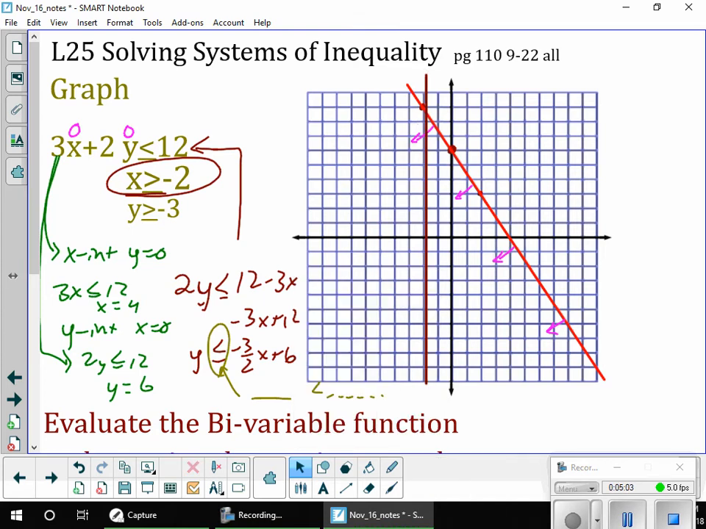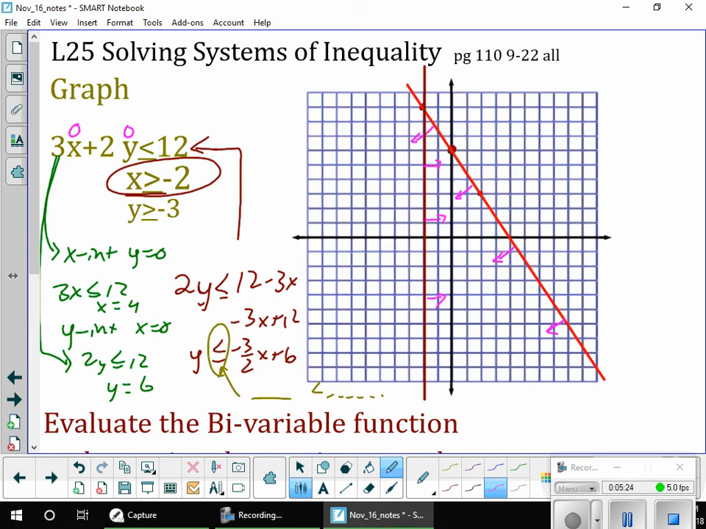It's going to work. That'll show up a little better at least. Okay, and then extend it. And like we did last time, I need to figure out which way to shade. x is greater than or equal to -2. So if I think about that, -2, if I put a 0 in there, 0 greater than -2, yes. So I'm shading to the right.